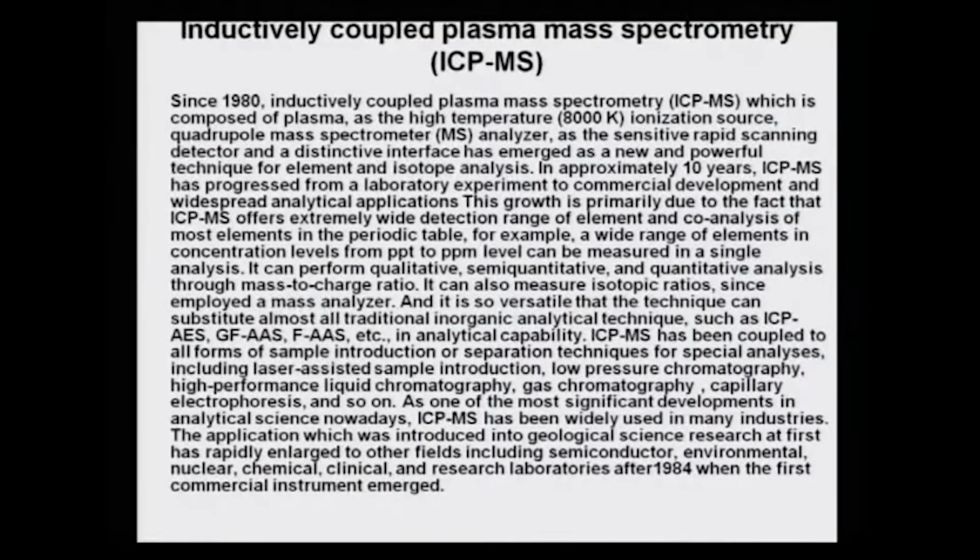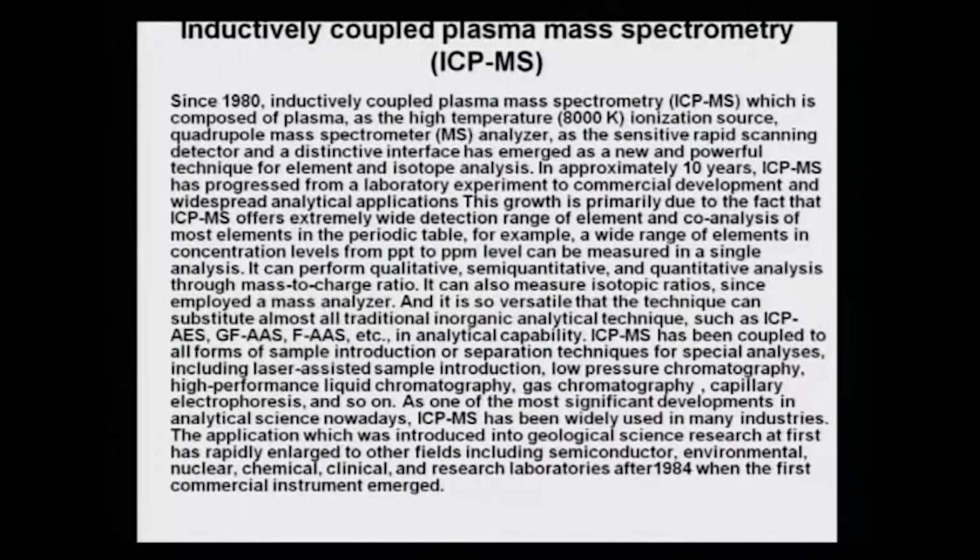Inductively coupled plasma mass spectrometry. Since 1980, inductively coupled plasma mass spectrometry, that is ICP-MS, which is composed of plasma as a high temperature 8000 Kelvin ionization source with a quadrupole mass spectrometer analyzer as the sensitive rapid scanning detector, and a distinctive interface, has emerged as a new and powerful technique for element and isotope analysis. In approximately 10 years' time, ICP-MS has progressed from a laboratory experiment to commercial development and widespread analytical application. So, you see, over a period of time, it has become so popular.